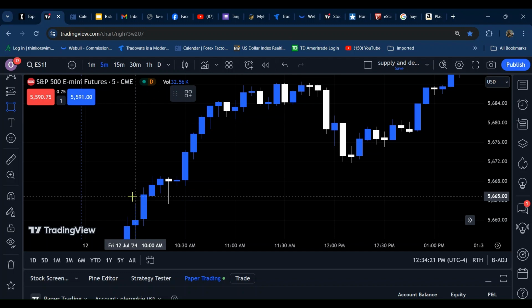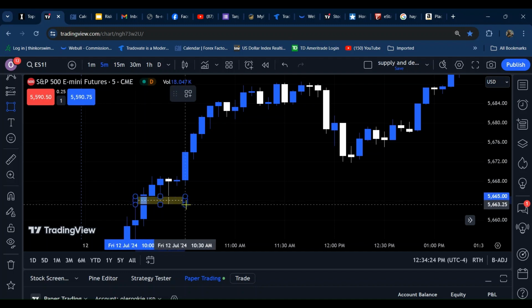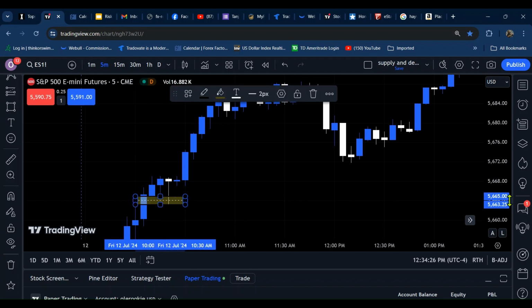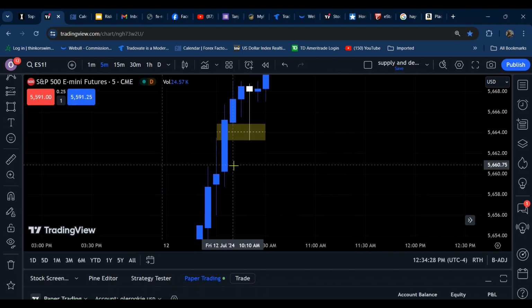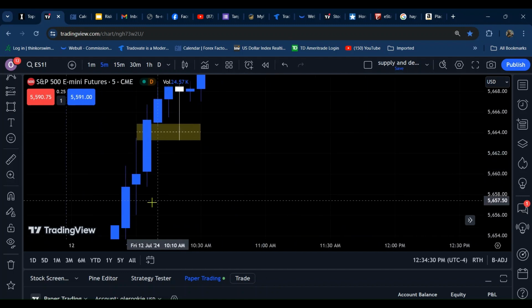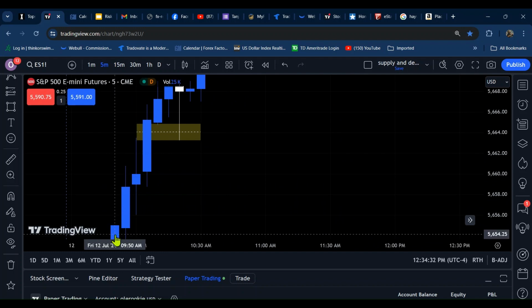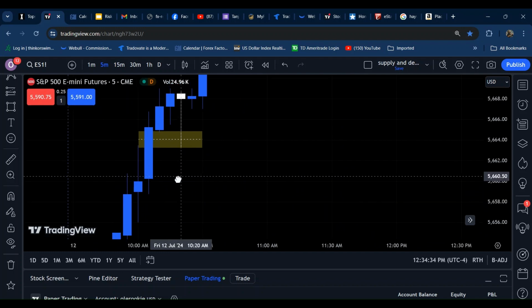But that's the thing about rules. You want to follow your rules all the time. That is a fair value gap. And price has already moved a long way, but since it didn't form a fair value gap, we don't get in it.